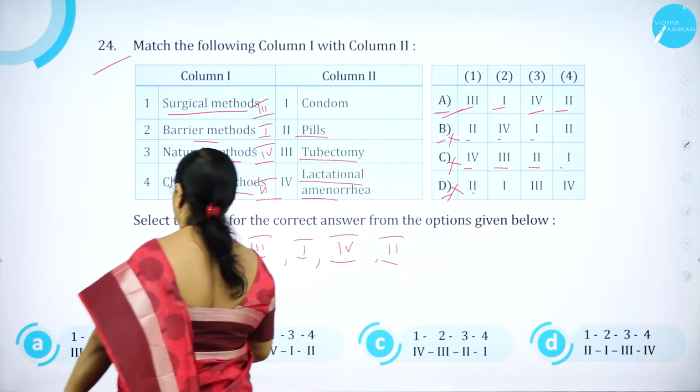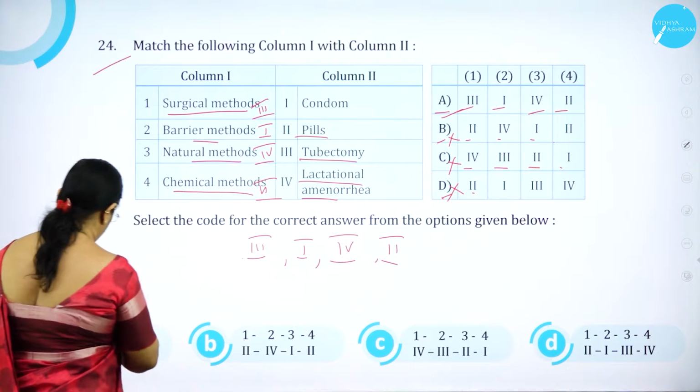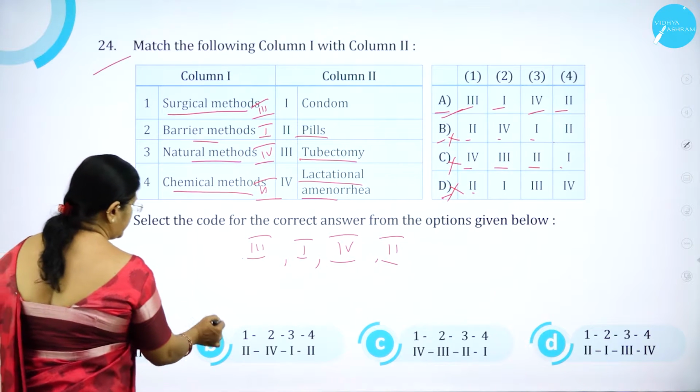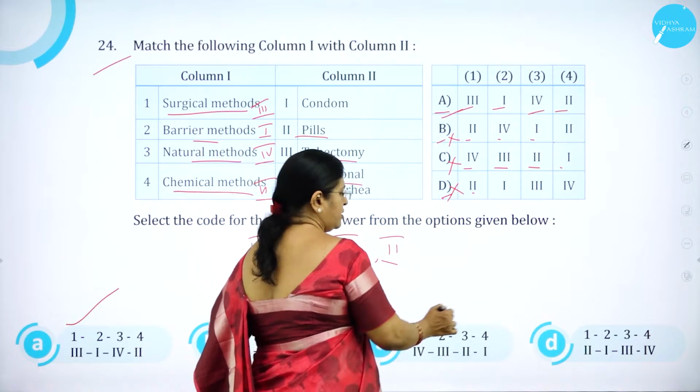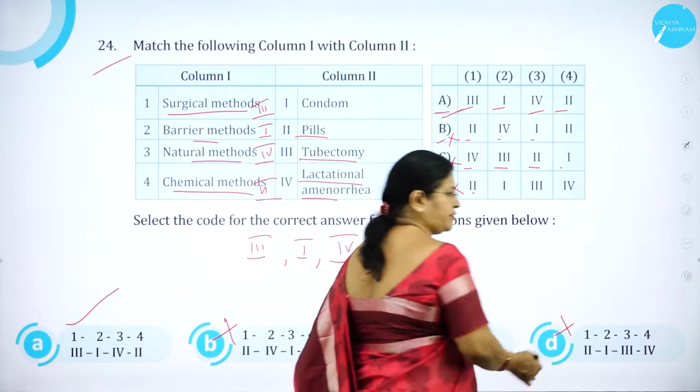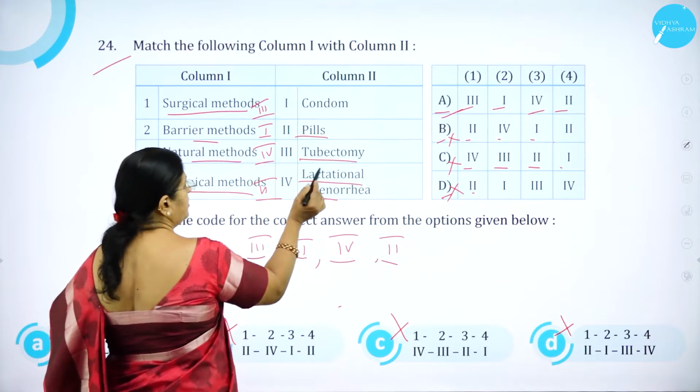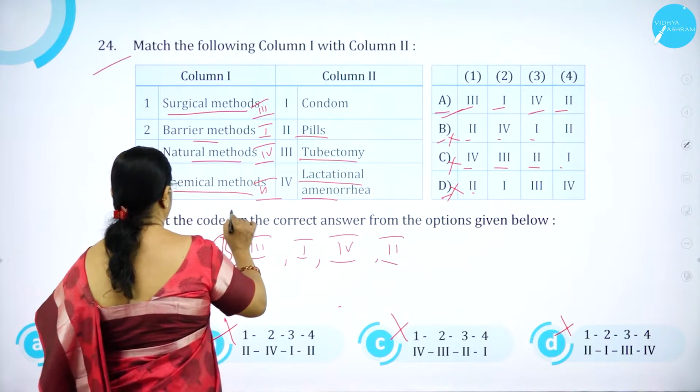Option A. Here you can see 3, 1, 4, 2. This is right. This is wrong. 2, 4, 1, 2, wrong. 4, 3, 2, 1, wrong. 2, 1, 3, 4, wrong. So option B is correct.